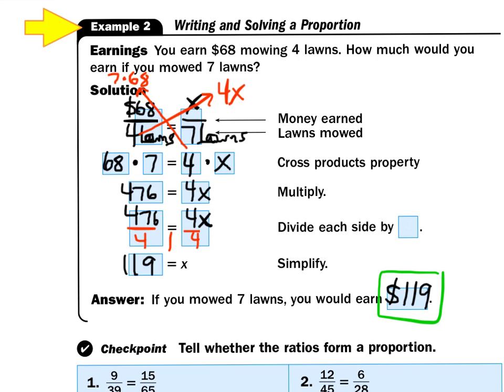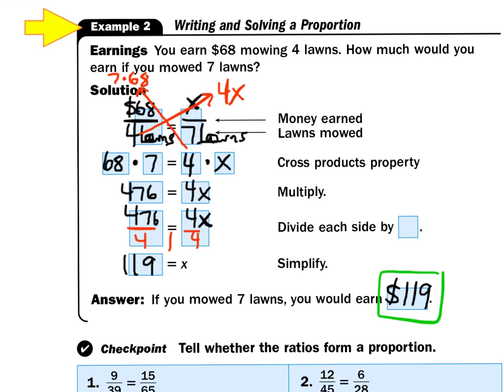All right, let's talk about example 2. You earn $68 mowing 4 lawns. How much would you earn if you mowed 7 lawns? So try to set up a proportion with the first fact that they gave us. Okay, take a look. $68 and 4 lawns. So I put $68 over 4 lawns, then I put an equal sign. Then I know I have to have dollars over lawns. Well, the only other information they gave me was 7 lawns, so I put that down in the denominator, and X would be the dollars.